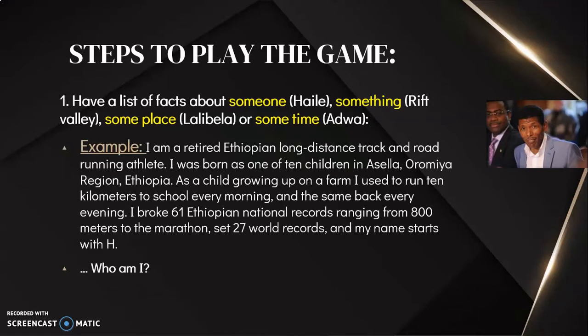Before step 2, let me give you an example. I'm a retired Ethiopian long distance track and road running athlete. I was born as one of 10 children in Asala, Oromia region, Ethiopia. As a child growing up on a farm, I used to run 10 kilometers to school every morning and the same back every evening. I broke 61 Ethiopian national records ranging from 800 meters to the marathon. Set 27 world records, and my name starts with H. Who am I? This is how the game is played.